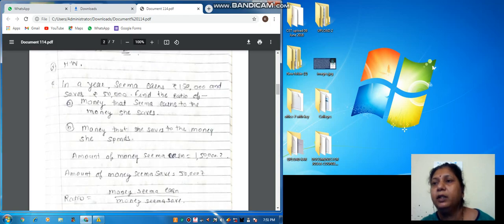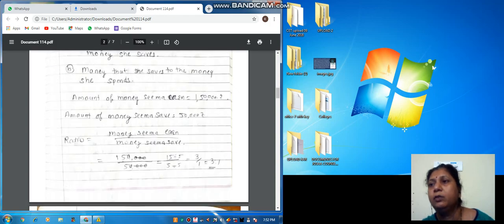In a year, Seema earns 1,50,000 and saves 50,000 rupees. Find the ratio of money that Seema earns to the money she saves. Now first of all, I will read the example. Money that she saves to the money she spent. Now see, the amount of money Seema earns, how much does she earn? 1,50,000. Then the amount of money Seema saves, 50,000.